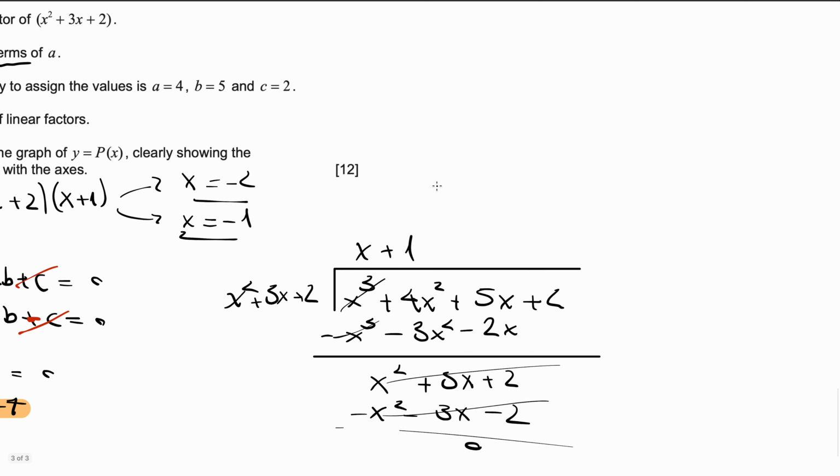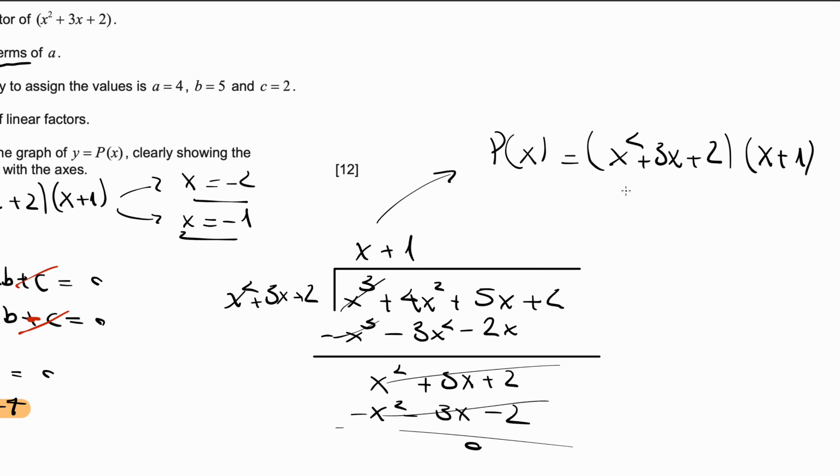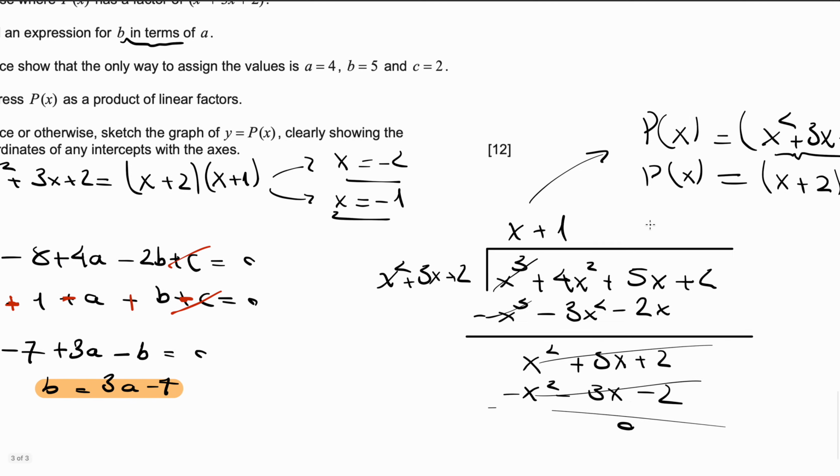And so if we want to write p of x in terms of linear factors, it's going to be x squared plus 3x plus 2. Sorry, this isn't linear. Then multiplied by x plus 1, and we already know the factor. We already factored this out, so it's going to be x plus 2 times x plus 1 squared. So this is p of x.